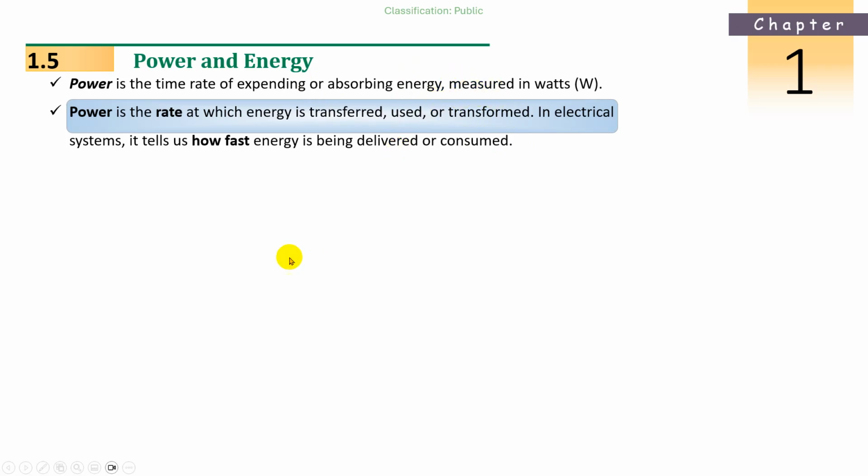Transformed: for example, what is transformed here? We give power to the light, right? What exactly is flowing? Electrons. What exactly is the voltage? Potential difference, right? But what are we getting? Light. So the energy is transformed: the electrons' energy is transforming into light.